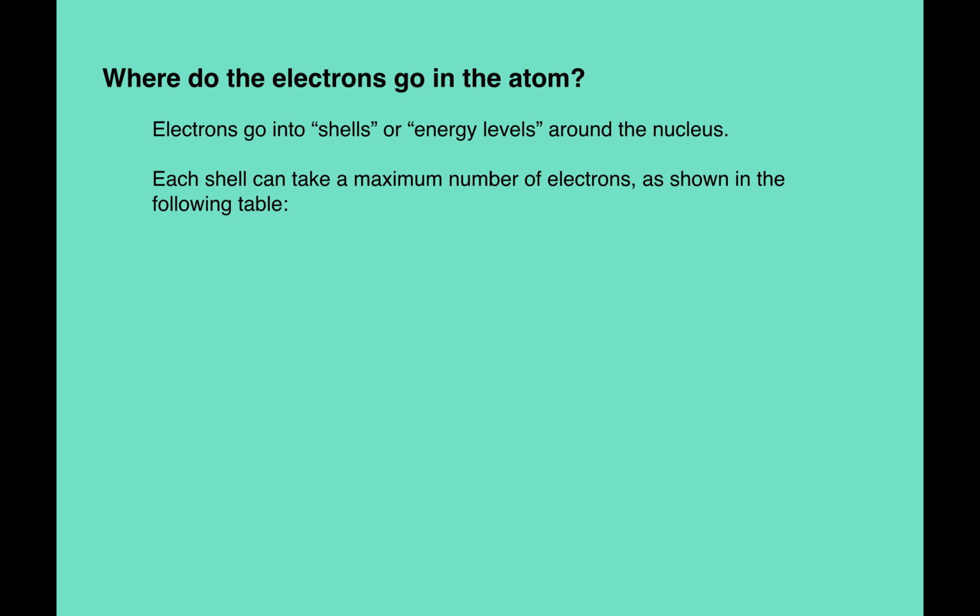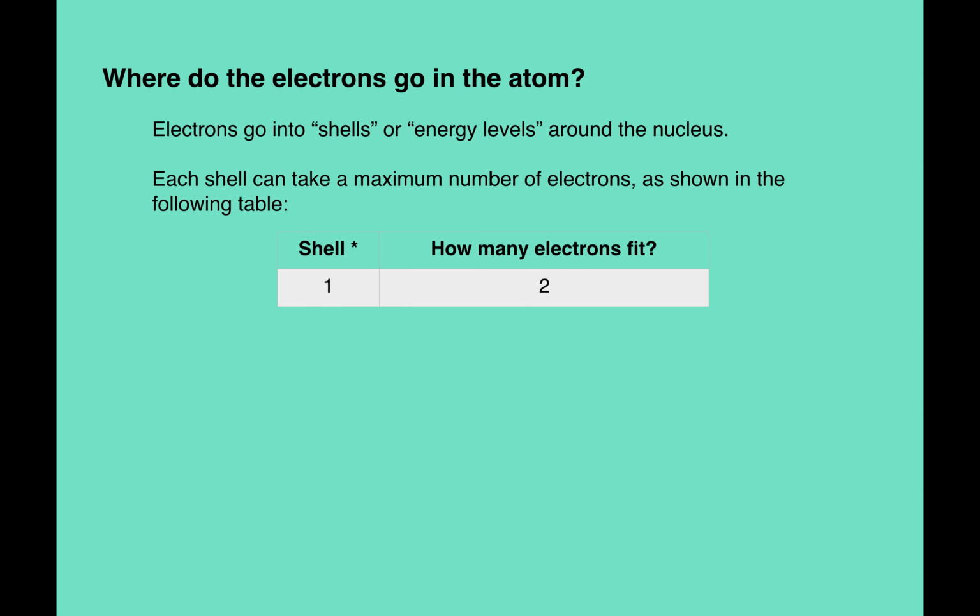Now, each of these shells has a maximum number of electrons. So, as you can imagine, the shell that's closest to the nucleus is going to hold fewer electrons because obviously it's got less volume, less space. So the first shell can only hold 2 electrons, whereas the second shell can hold 8 electrons.